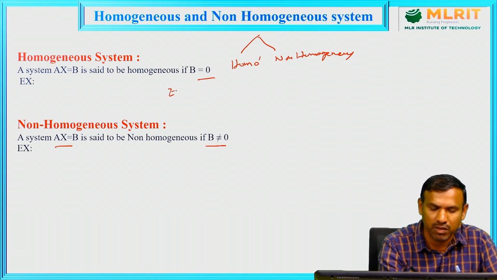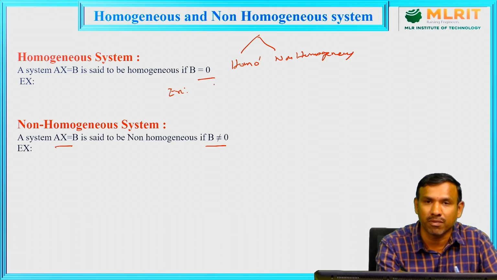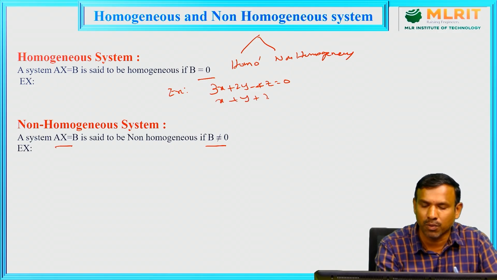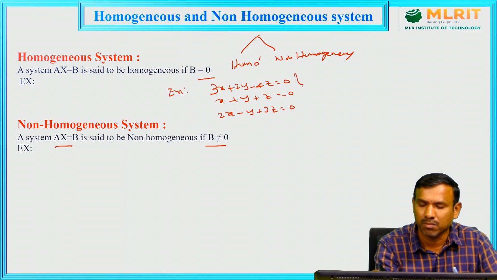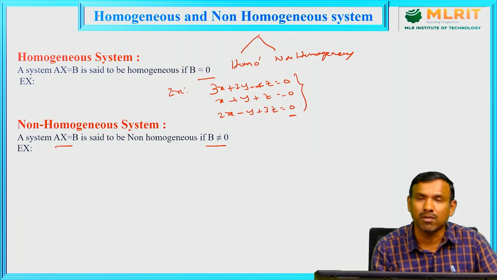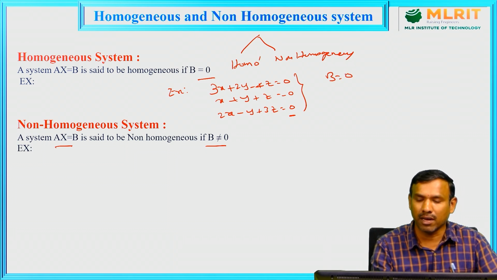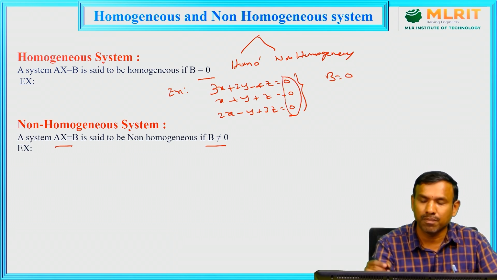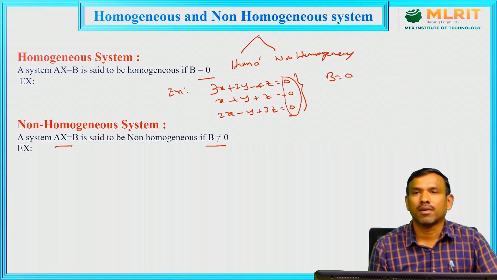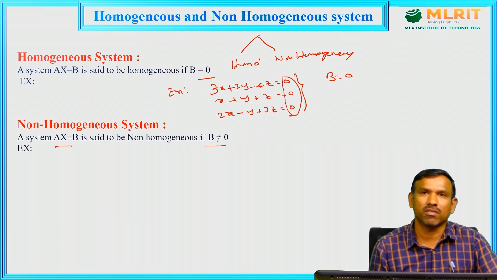Look at this homogeneous system. Suppose we have the system of equations 3x + 2y - 4z = 0, x + y + z = 0, and 2x - y + 3z = 0. Look at this system: the RHS part is completely 0, and the B matrix is 0 if you write it in the Ax = b form. Then we call the system a homogeneous system of equations.